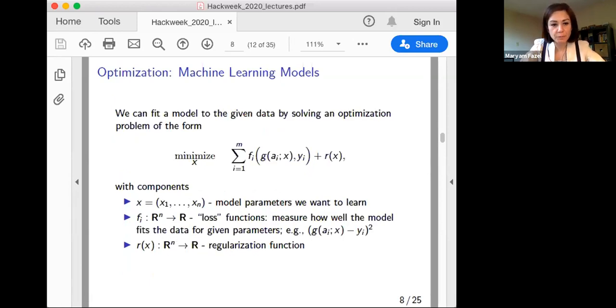So how do we fit a model? First, we need to measure how well the model fits the data for a given set of parameters. That means we have to pick a loss function. For example, the square loss is very common. It's the sum of the squares of output errors. It makes sense to seek parameters that minimize the sum of losses incurred for each data point. Here, the added term R(x) is called the regularization function, which we will discuss later.